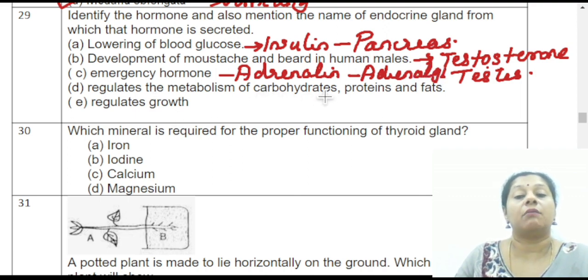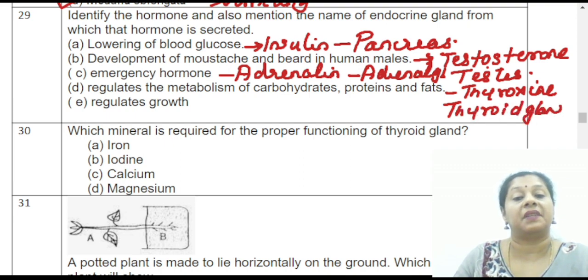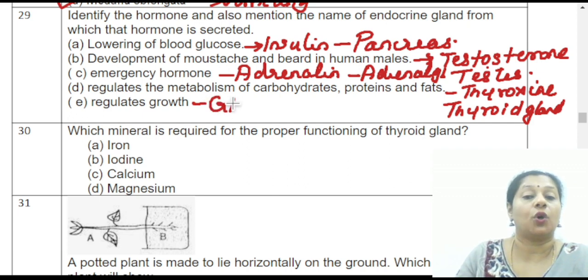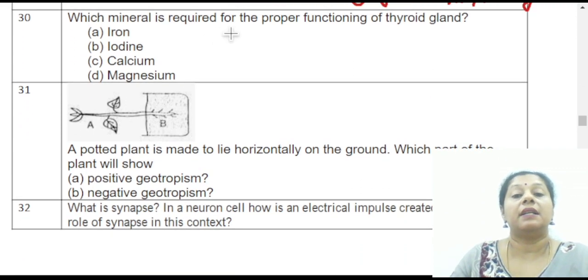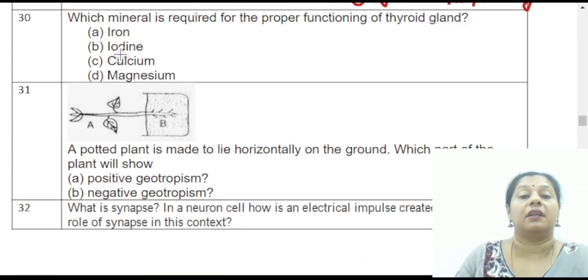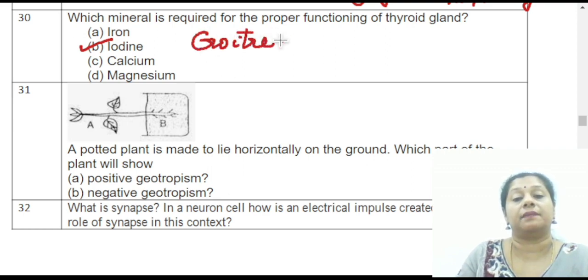Regulation of metabolism of carbohydrates, proteins and fats is by thyroxine, secreted by the thyroid gland. Regulation of growth is by growth hormone, secreted by the pituitary gland, which is otherwise called the master gland. Which mineral is required for the proper functioning of the thyroid gland? We know iodine is required. If there is iodine deficiency, it will lead to swelling of the neck, and that condition is called goiter.